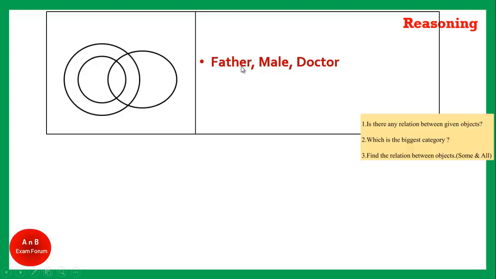So again I am telling you, don't just go for the common sense. Okay, only male can become father. So this smaller circle represents father. So all fathers are male. So these two concentric circles represent this. Okay, and again doctor can be male and can also be a father. So this overlapping region represents doctor as a father, this region represents doctor as a male, and this represents other doctors, might be female doctors.